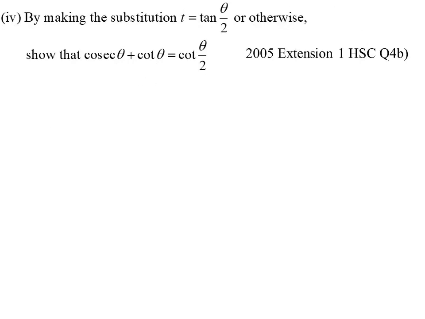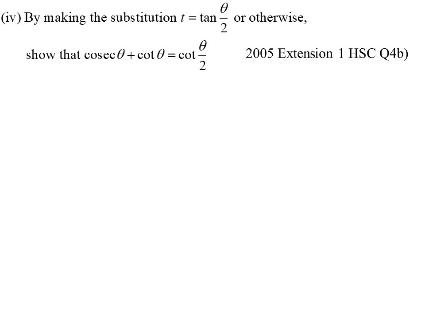Here's an HSC one. And they've told us use the t result substitution. They do give us the option of, if you want to, go another way, that's fine. But usually when you see these hence or otherwise, it's better to go with the hence because they're pretty much just giving you a big hint. This is going to be the easiest way of doing it.